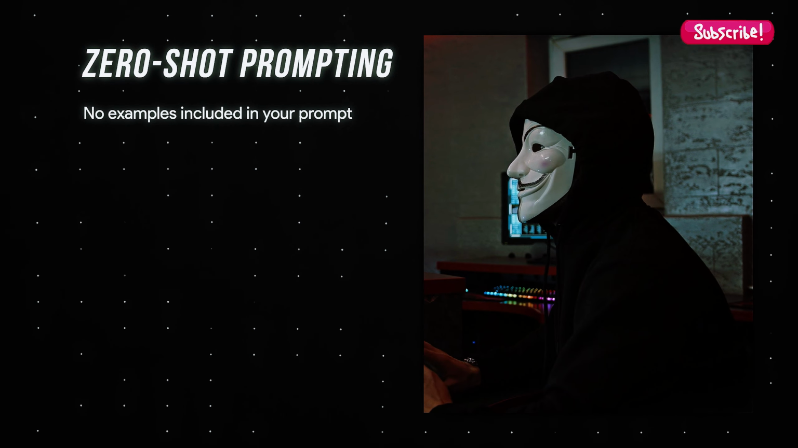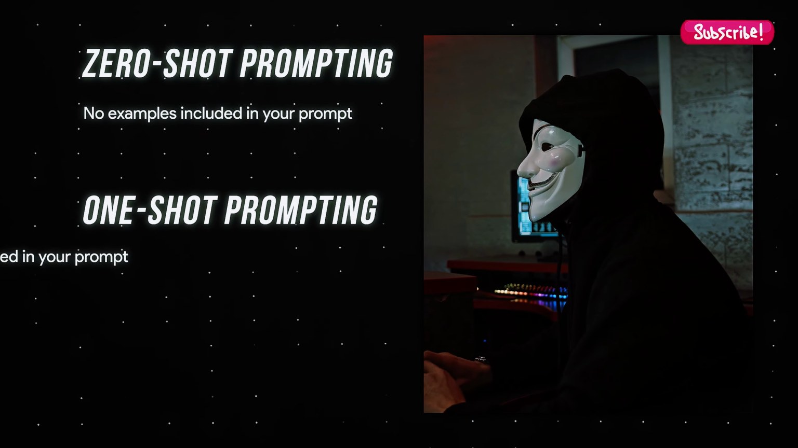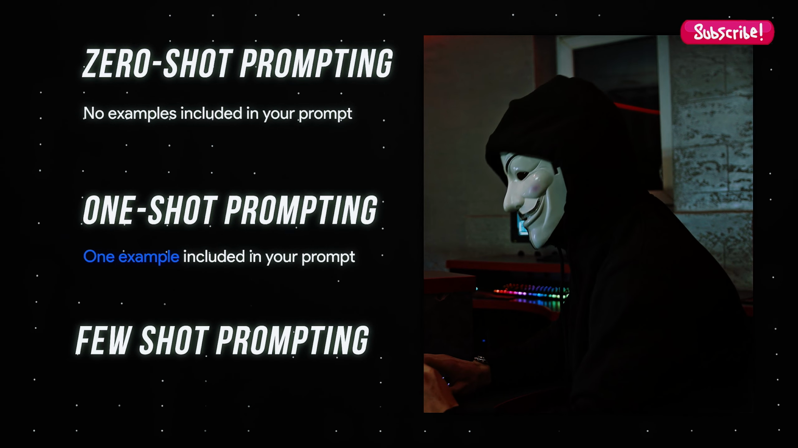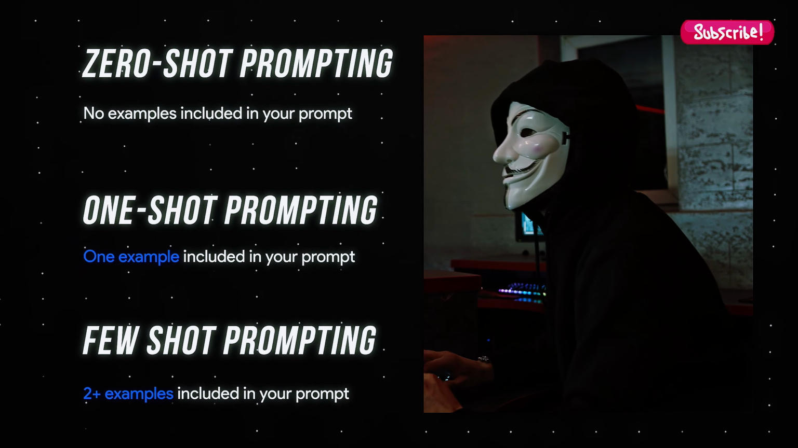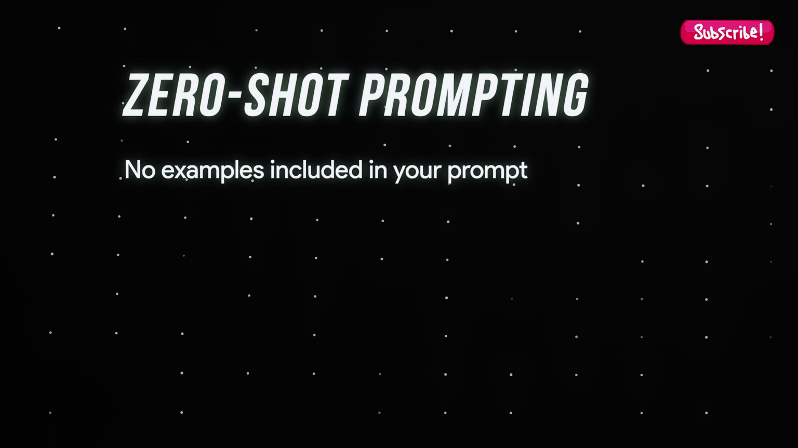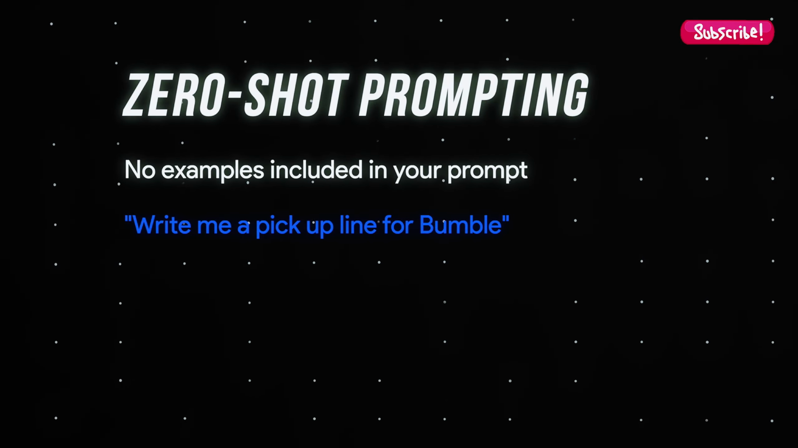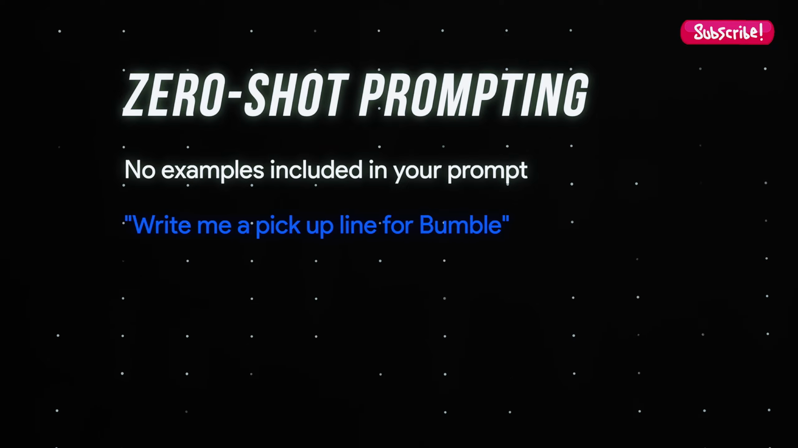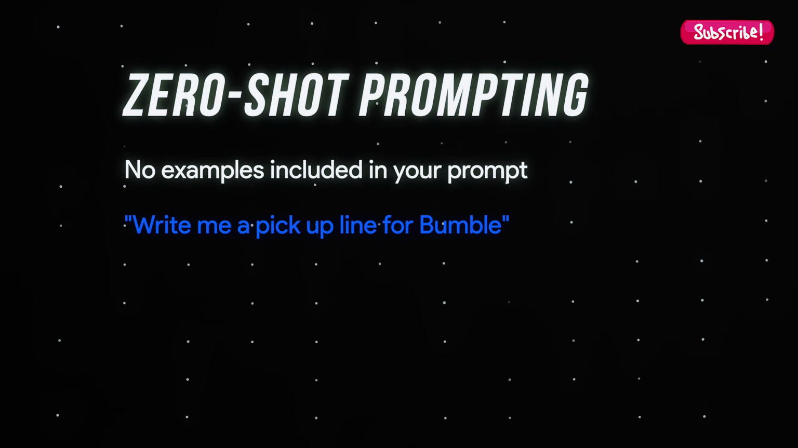Zero shot means you use a prompt without examples, while few shot means you give the AI a few examples to guide its output. Let's say you want AI to write a prompt with no examples. One shot means you include one example. Few shot means you include two or more examples.